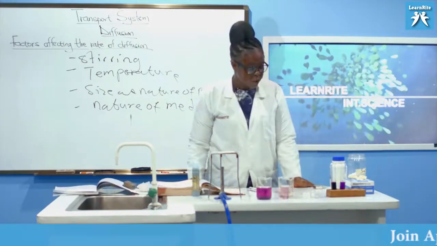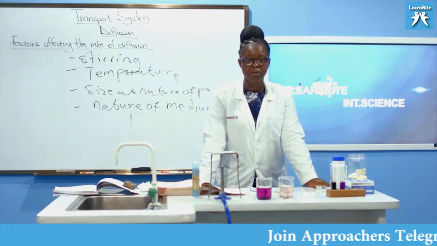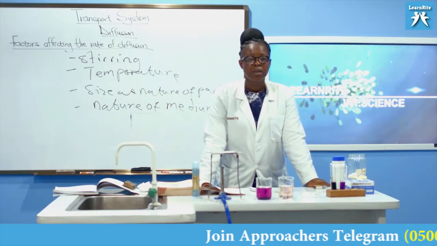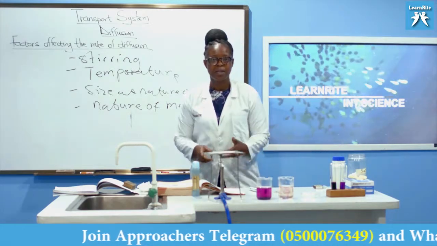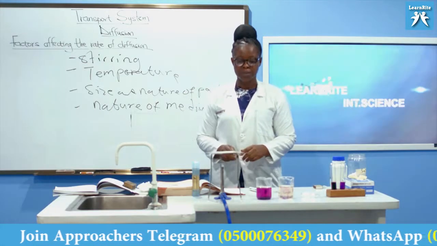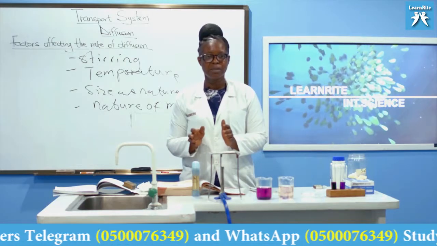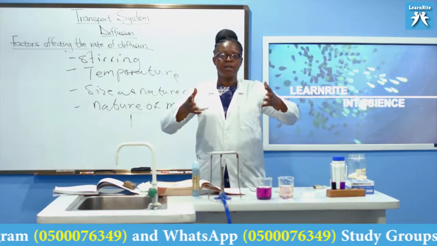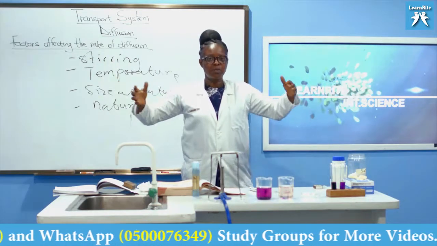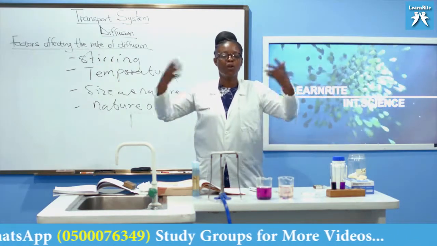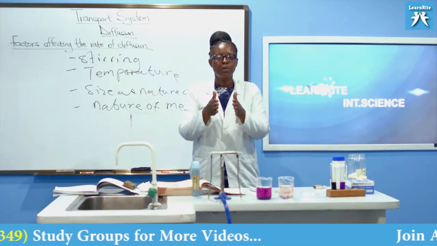Okay. So we are saying that the nature of the particle that you are dealing with matters. The particles of gas diffuse faster than the particles of liquid. Why? If you look at the particles of gases, they are widely spaced out, and because of that, they can move randomly at a faster rate as compared to liquid.